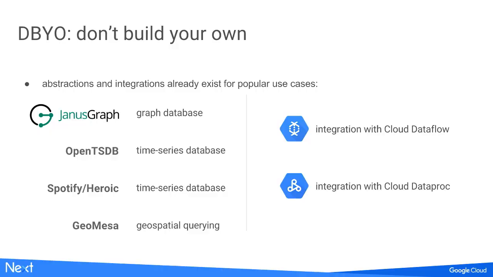This is an example of them. Graph databases, which is Janus Graph, OpenTSDB we're about to hear about, and there's other time series monitoring databases, GeoMesa we're going to hear about in a second too. And then on top of that, Google itself has deep integrations with some of our products.